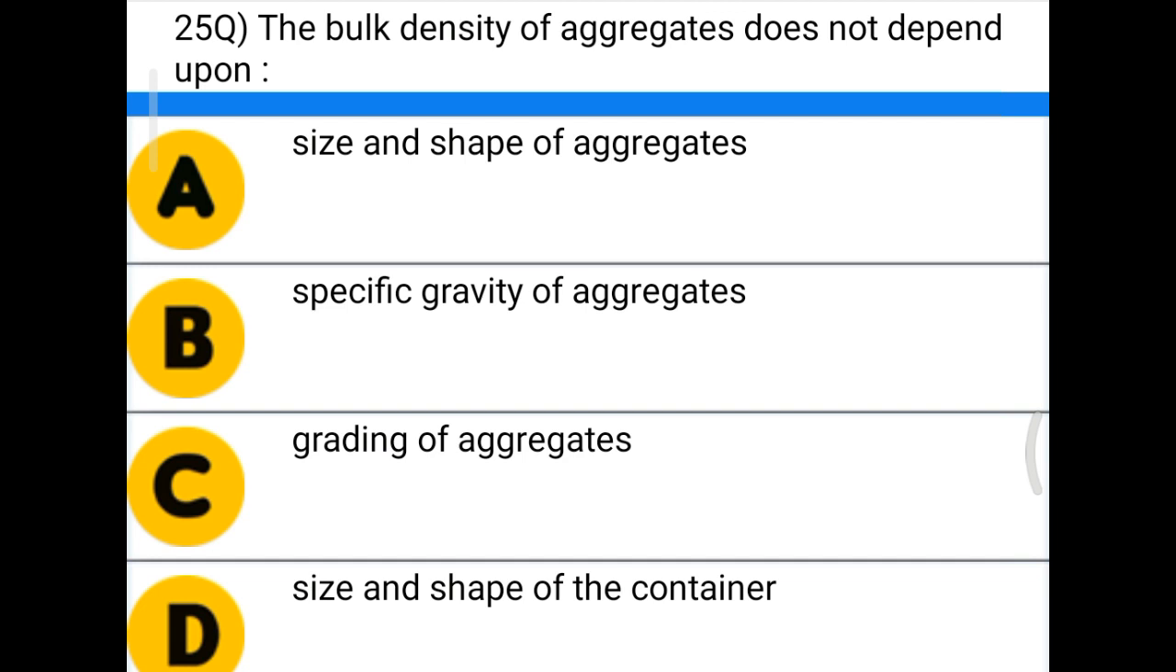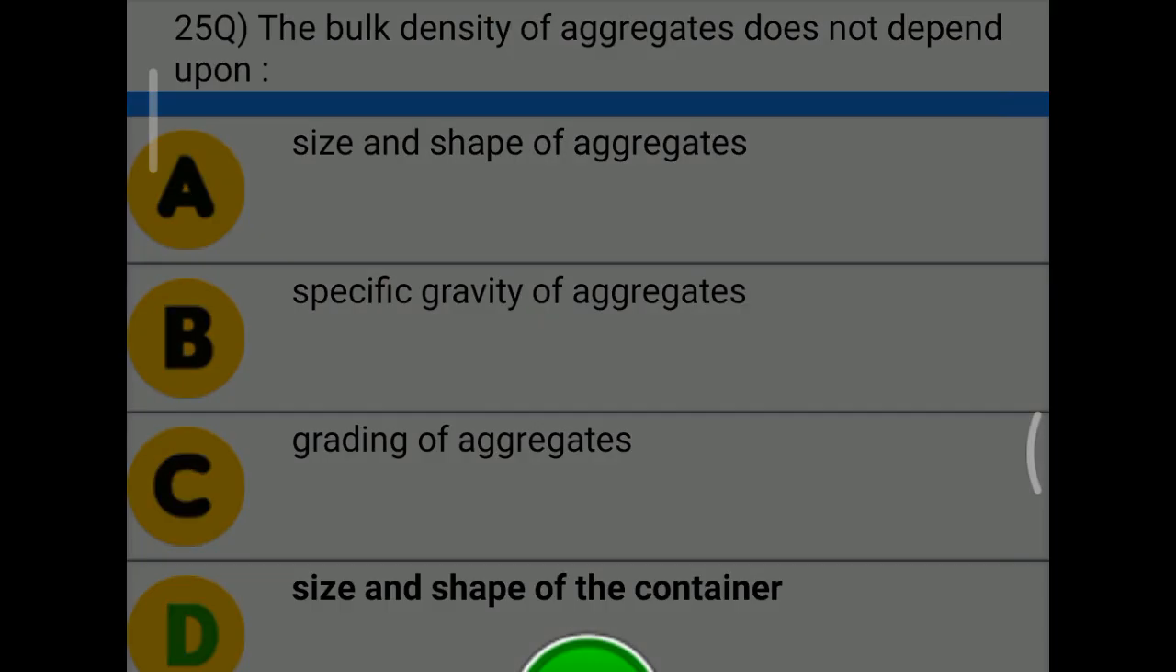Next question, the bulk density of aggregate does not depend upon option A size and shape of aggregate, option B specific gravity of aggregate, option C grading of aggregate, option D size and shape of container. So the correct answer is option D size and shape of the container.